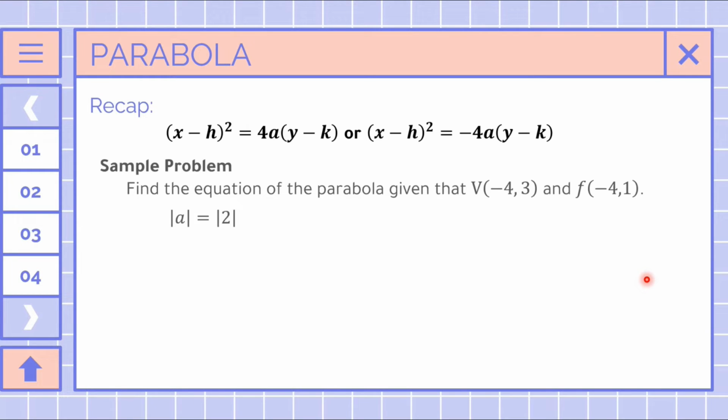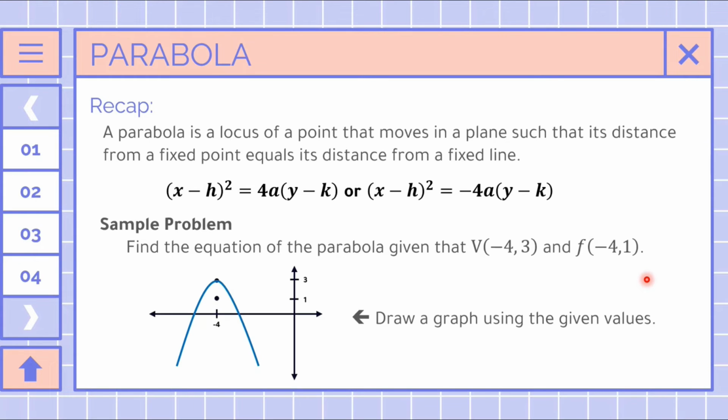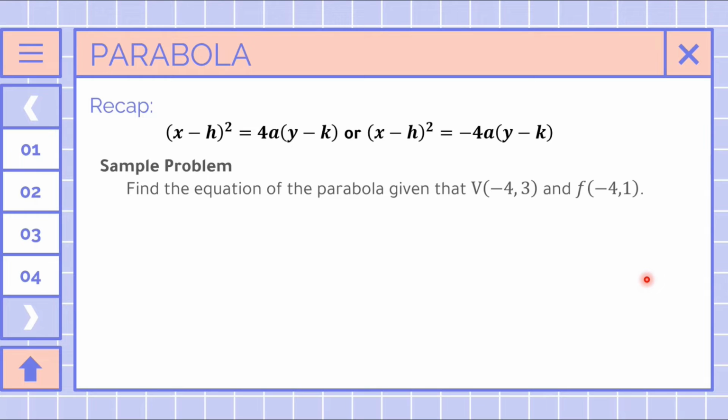for the main equation of the parabola. So based on our graph, we can see that the value of A is the absolute value of 2. Okay? Kasi A is a unit of length. Tandaan natin yan. So that means A is always positive. And then next is the value of A.